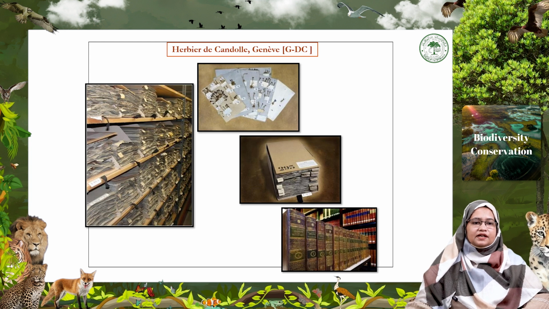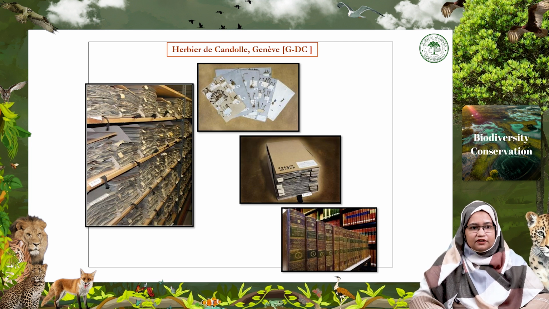Then these are some examples. In this image you can see the De Candolle herbarium that is present in Geneva, representing the herbaria of De Candolle, as you can see in these images. These are herbaria of historical importance that belong to De Candolle. As you can see, these are the herbaria prepared by De Candolle, present in Geneva, and these have historical importance.